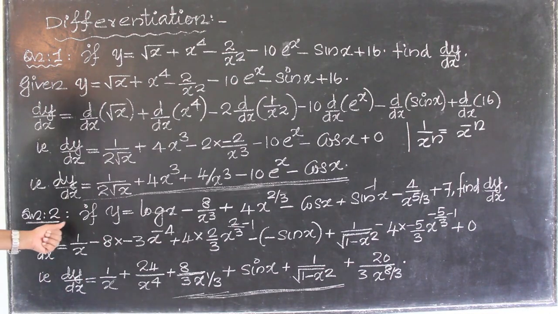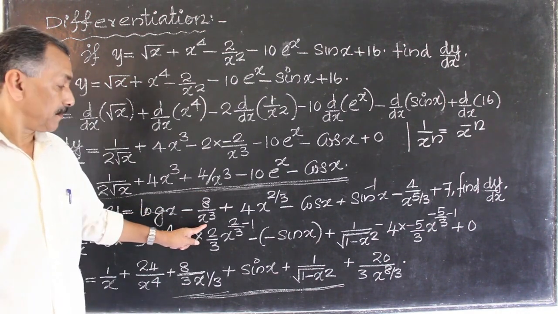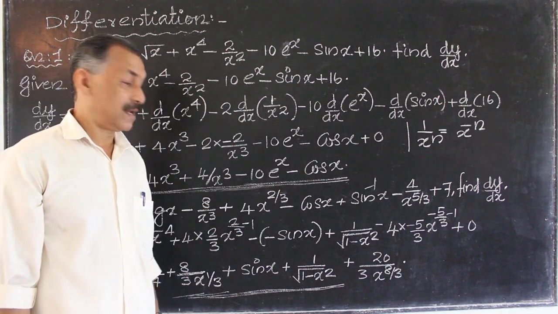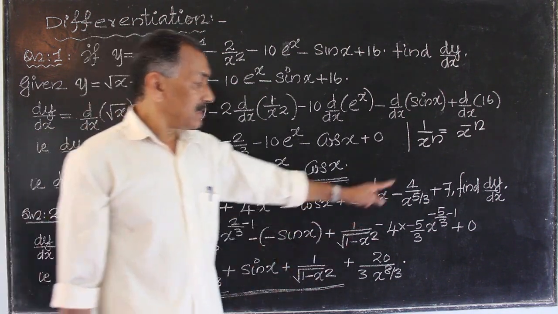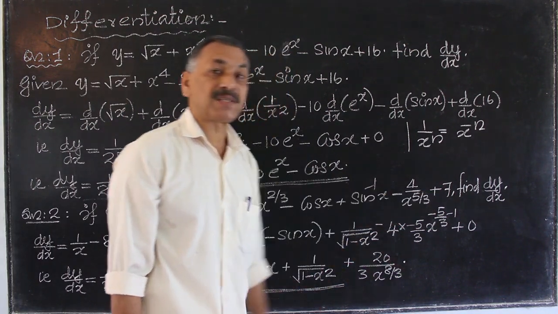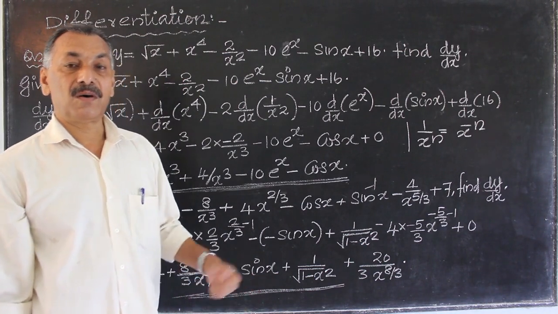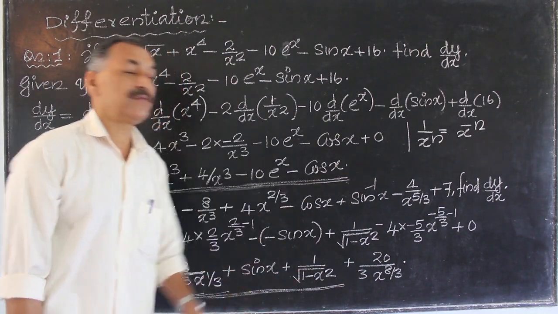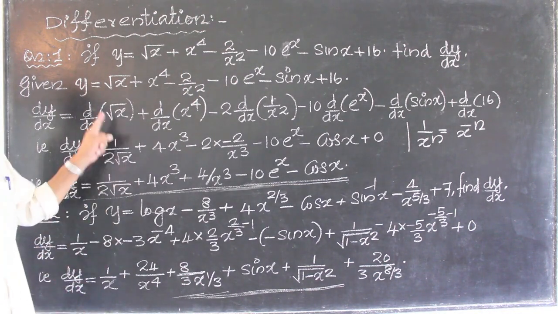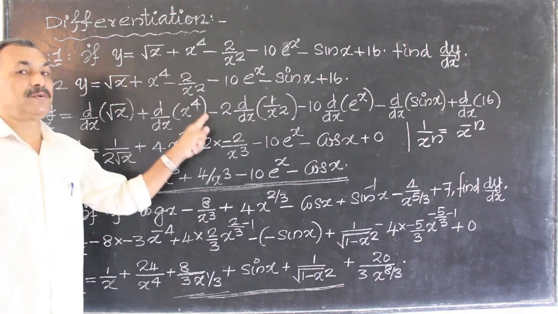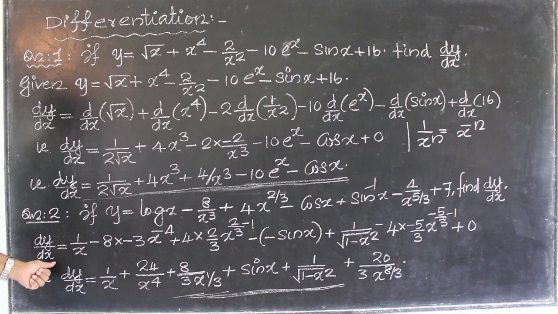Second, then another problem. Question number 2. If y is equal to log x minus 8 divided by x cube plus 4x raised to 2 by 3 minus cos x plus sin inverse x minus 4 divided by x raised to 5 by 3 plus 7, find dy by dx. Second, and the first problem, derivative direct change. What is dy by dx?